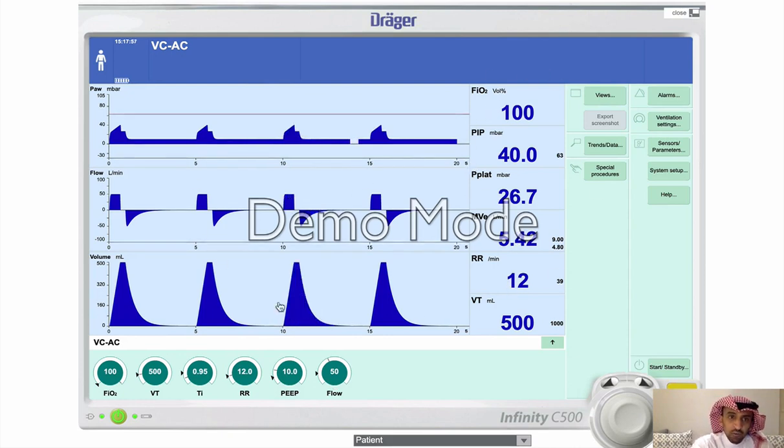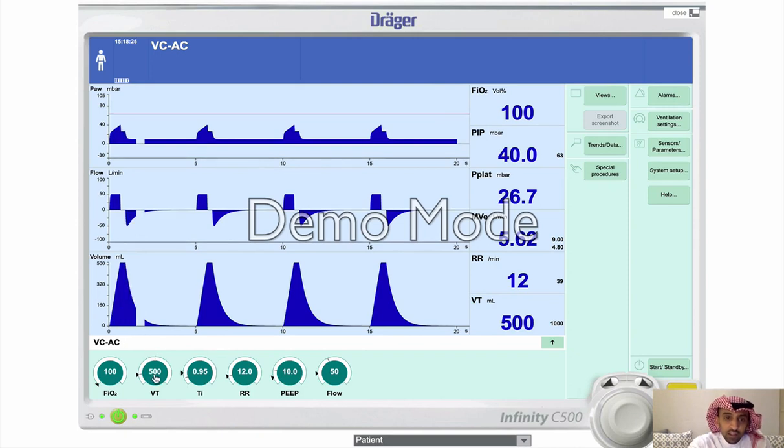And here you have the waveforms. The first one is the airway pressure, the middle one is the flow, then you have the volume. So in volume assist control, you control the FiO2, the tidal volume, the inspiratory time and the respiratory rate, plus the PEEP and flow. Initially when you have a patient, you usually will start with an FiO2 of 100. The respiratory rate depends, you can set it at 12 or 14, and you see the patient.